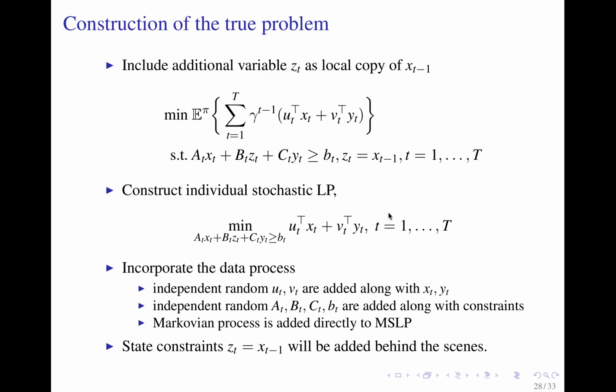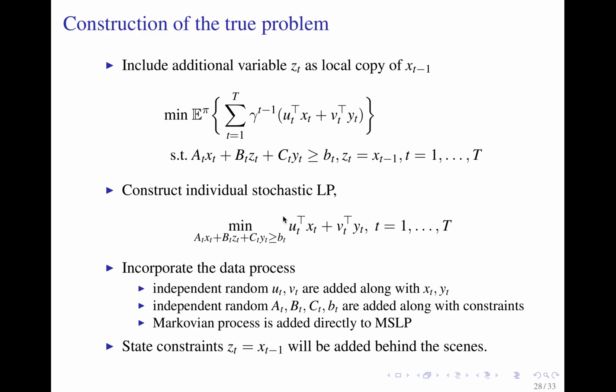So we have added an additional variable zt, being the local copy of xt minus 1, so that the state balance constraints are reduced to zt equaling xt minus 1. And as a result, you are able to construct each individual stochastic model separately, and these state constraints zt equaling xt minus 1 will be added behind the scenes.